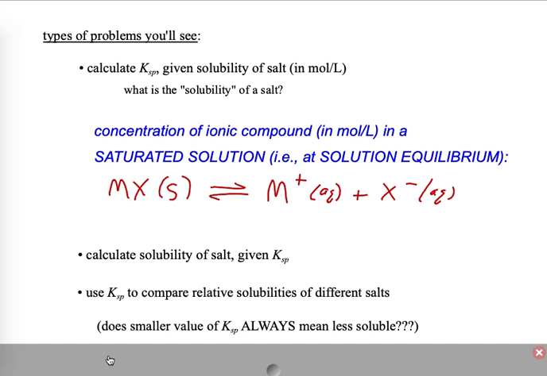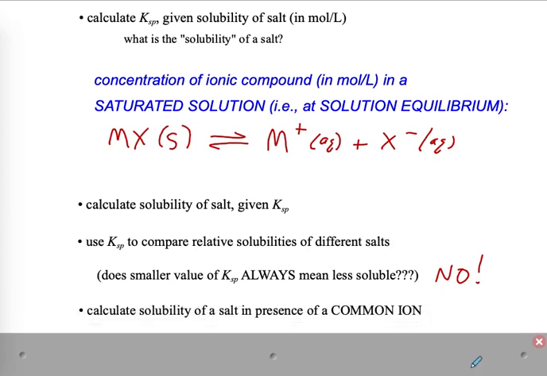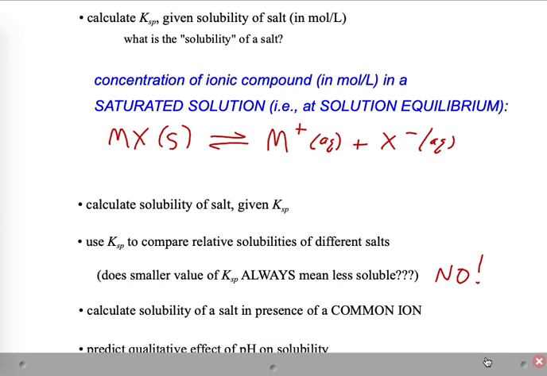And I'll ask the hypothetical question, does the smaller value of Ksp always mean that that one is less soluble? Well, I wouldn't be asking the question if the answer is yes. The answer is clearly no, and you will see examples of this shortly. And then finally, calculate the solubility of a salt in the presence of a common ion.